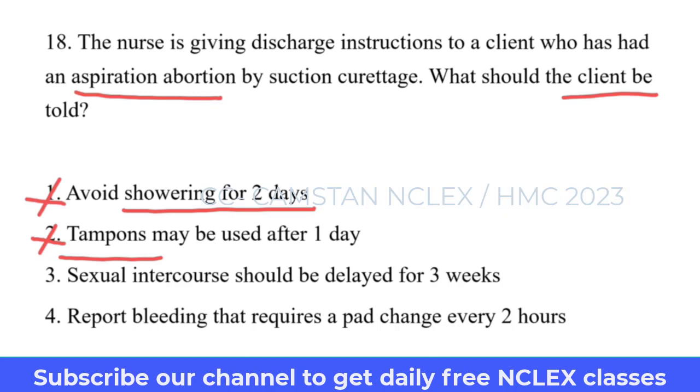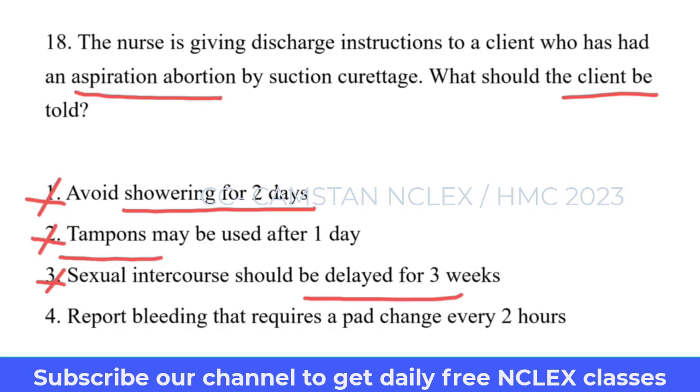If we talk about sexual intercourse, it should be avoided for at least 1 week, or in some cases for up to 2 weeks. It may not be delayed for 3 weeks. So this is also not an accurate answer of this question, that discharge instruction not included.